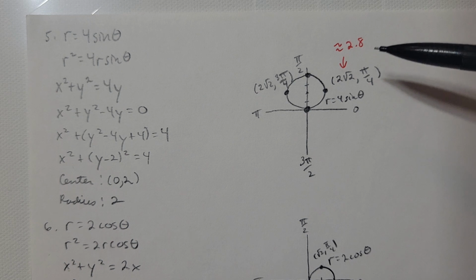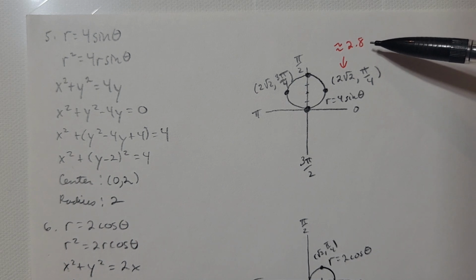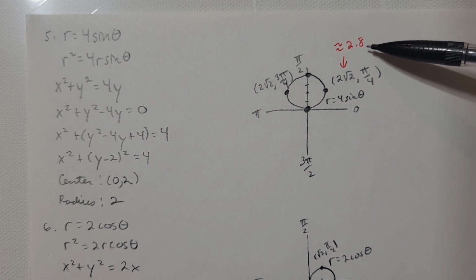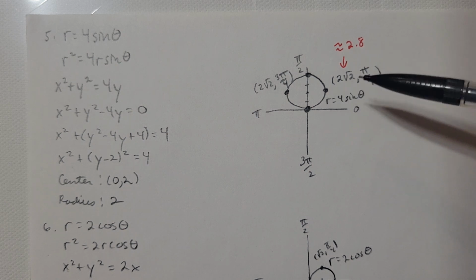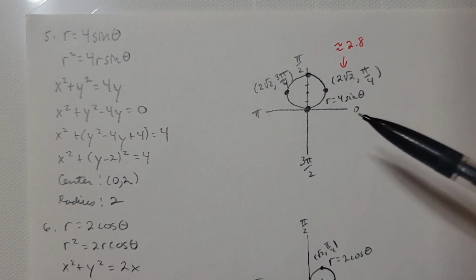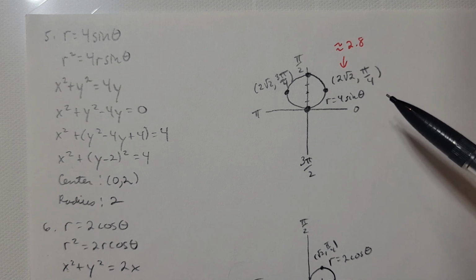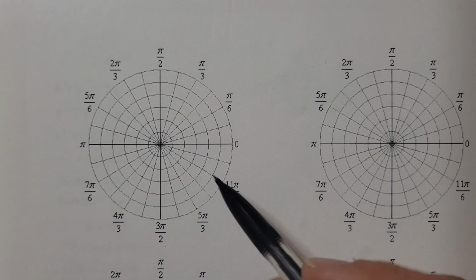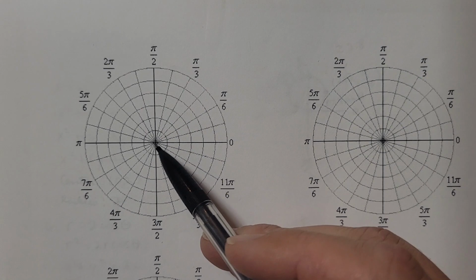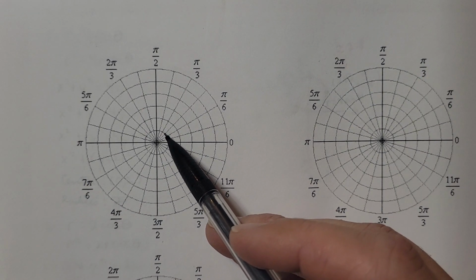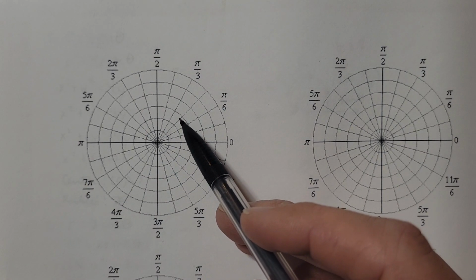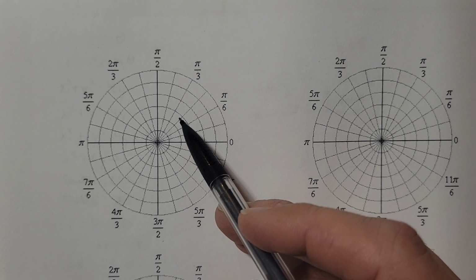Okay, root 2 is about 1.4. So if I double that, 2.8, it would be the distance that I'd have to go out on the radial line pi over 4. So here's pi over 4. If I go out 2.8 units, roughly, and then plot that point, that'd be about right there.